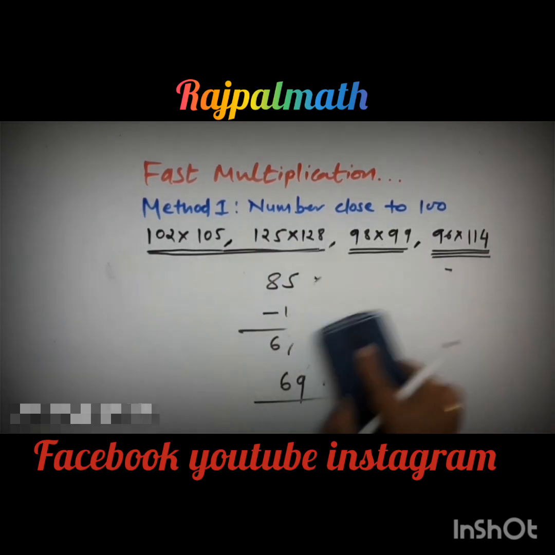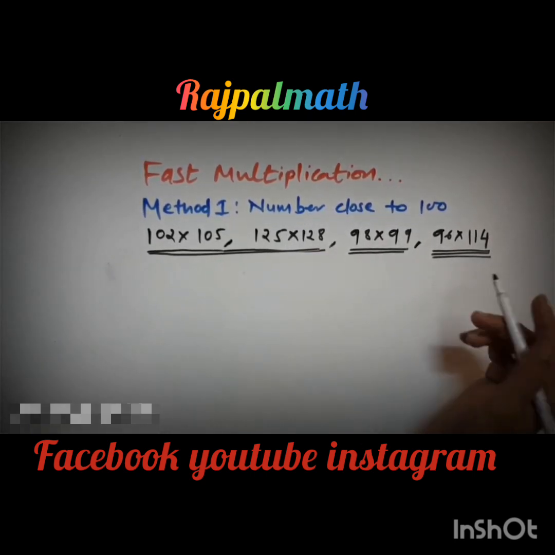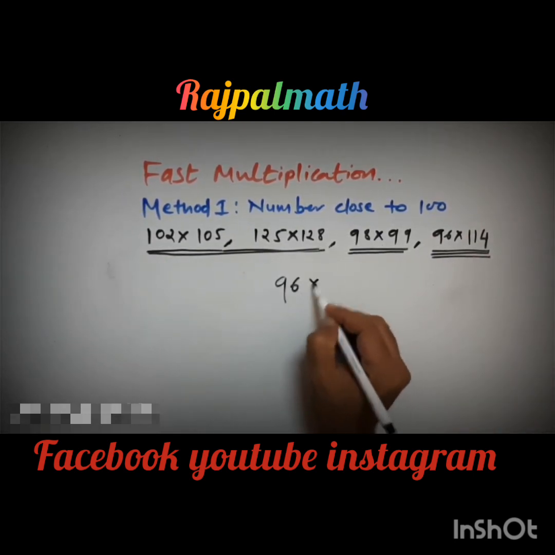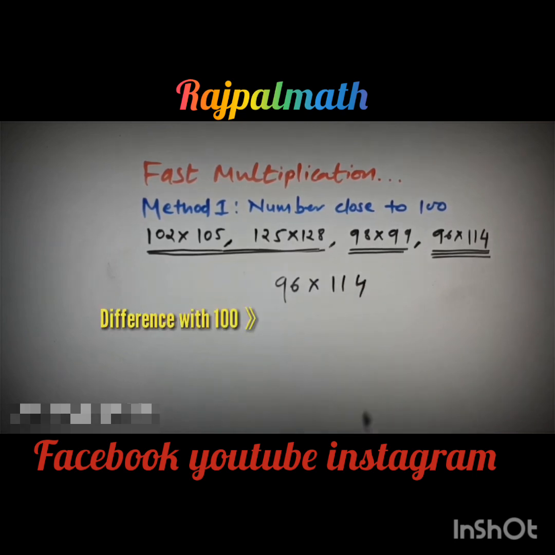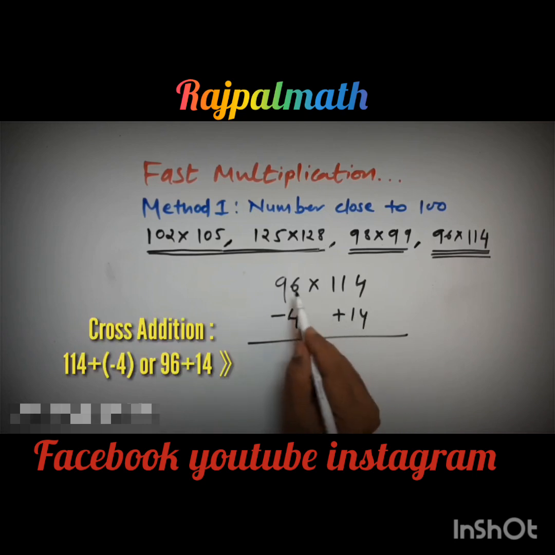Let's move on to the next one, where one number is greater than 100 and one number is less than 100. This is a bit tricky, so pay your full attention. So let's take the example 96 into 114. Here 96 is 4 short of 100 and 114 is 100 plus 14. Till this point it's the same calculation, so we'll do the cross addition.